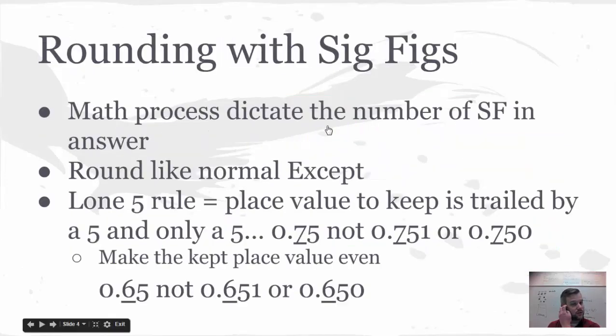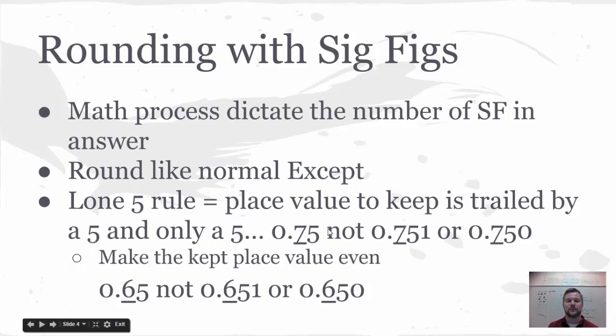So how about rounding with sig figs? When we do math problems, we're going to have to round numbers to a certain number of sig figs, which we'll learn about next. The numbers in that math problem are going to determine how many sig figs we have, based on the math process we're doing. We're almost always going to round like normal, except if there happens to be a lone 5. So if there's a lone 5 after the place value that you're going to retain, you're going to keep that last place value as an even digit.